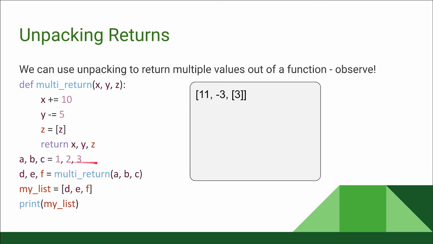1 got fed into x, so 1 plus 10 is 11. 2 got fed through b into y, so y we lost 5, so 2 minus 5 is -3. And 3 went through c into z. I turned it into a single element list. So here in my output, it is a single element list. We have our 3 values all in a list together. And there we go. And that is how returning multiple values out of a single function works.